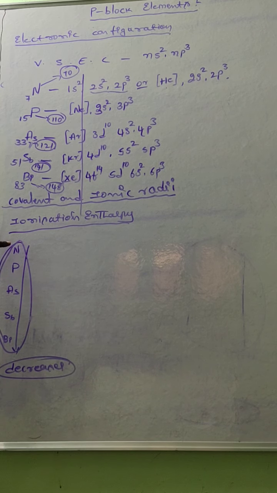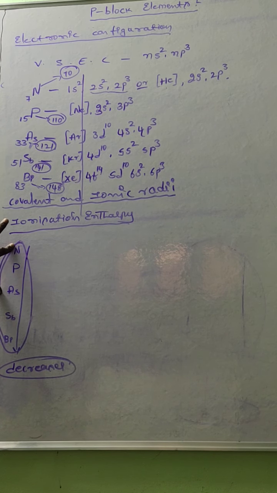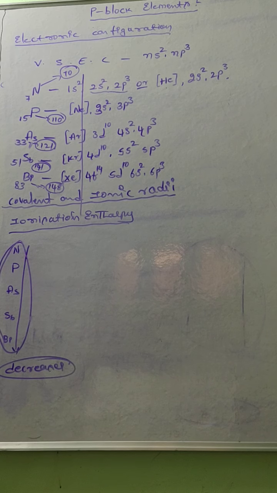Actually, 15th group elements possess greater ionization enthalpy than the 14th group elements. Sir, what is the reason? The reason is these elements have a completely filled s orbital and a completely half-filled p orbital. That's why they possess some extra stability. That's why they possess higher ionization enthalpy than the 14th group elements. The successive ionization enthalpy is as expected.